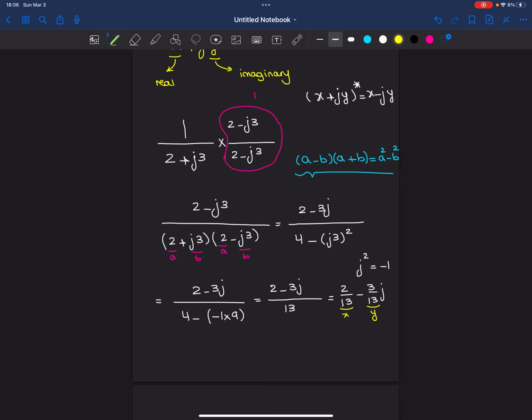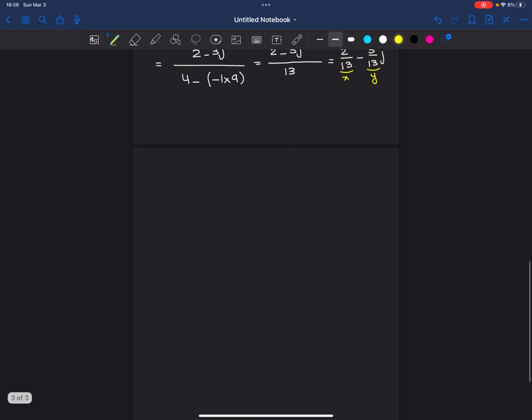All right. Now, what if I have a fraction that has j in both the numerator and the denominator? For example, 1 plus j over 2 minus j. If I want to represent this fraction in a complex number format, it means that I want to transfer it to x plus jy. Therefore, we can just multiply and divide this fraction by the complex conjugate of the denominator. So now in the numerator, I have 1 plus j multiplied by 2 plus j.